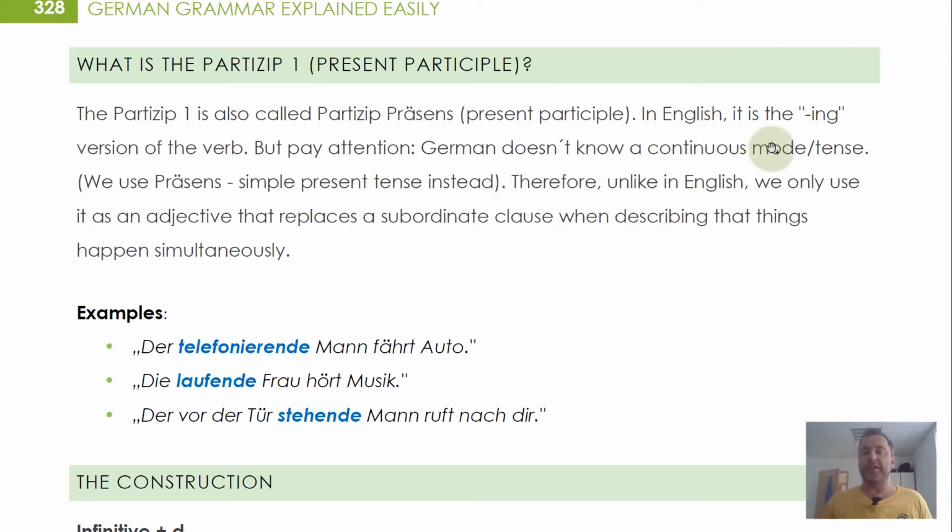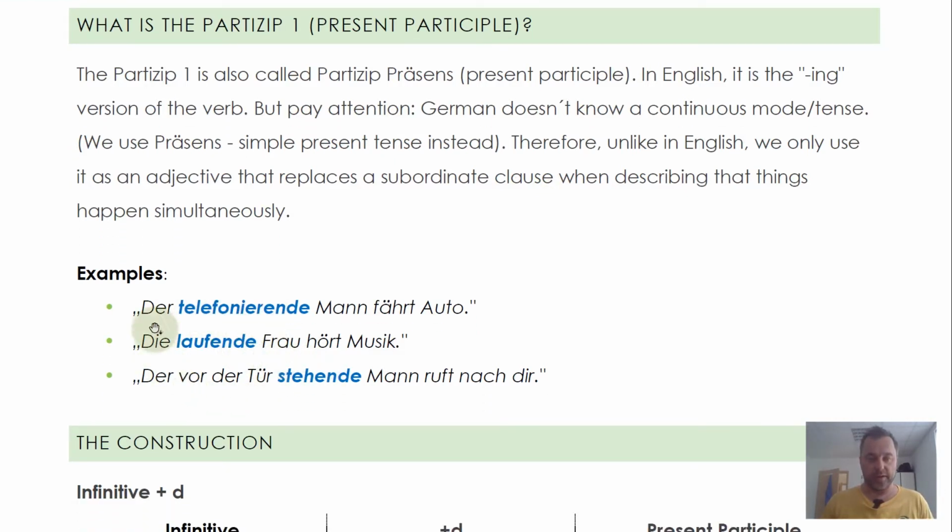And in English, you actually use this for a continuous version of continuous tense that doesn't exist in German whatsoever. That's why we only use it like in English as an adjective to replace something else, another action. This is done the same way in English. So only for that. Let's have a look at a few examples. It's always easier to understand it here at a real sentence.